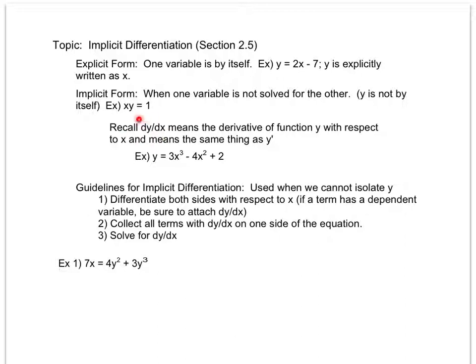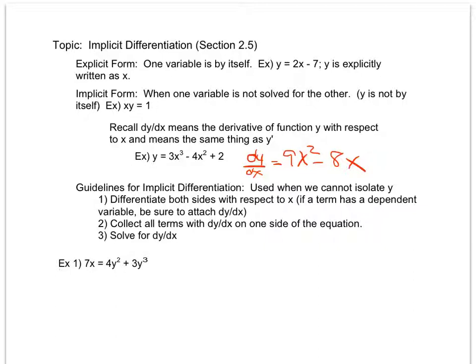So remember, before we've talked about all the different ways of saying differentiate or derivative. dy dx specifically means the derivative of some function y with respect to x, which means as x changes, x then causes y to change. So what's my independent variable, what's my dependent variable is basically what it comes down to. If I differentiated this first example, I could say y prime, but I could also say dy dx equals 9x squared minus 8x.